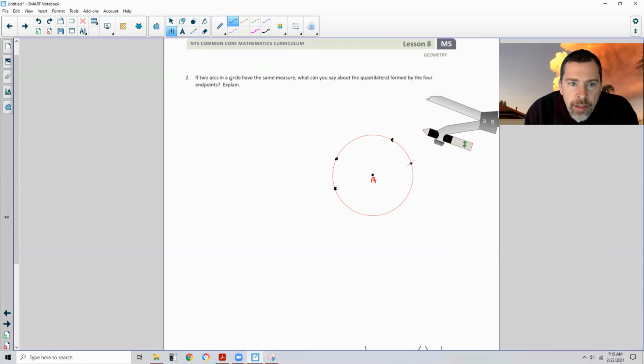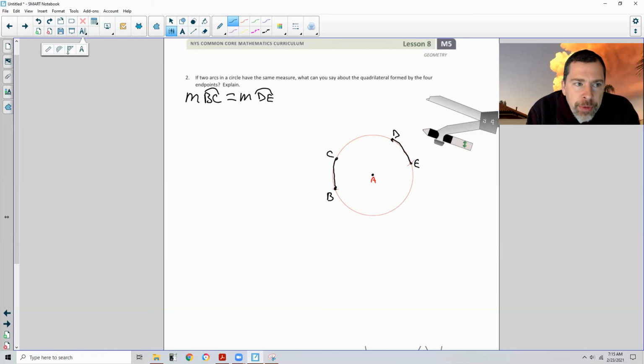Okay, so it says if two arcs in a circle have the same measure. So here's my arc right here, and here's my other arc here. If I call this BC, I can't call it A because A is the center, BC, and call this DE, then I'd say the measure of arc BC equals the measure of arc DE. Okay, so that's my if, that's my given. What can you say about the quadrilateral formed by the endpoints?